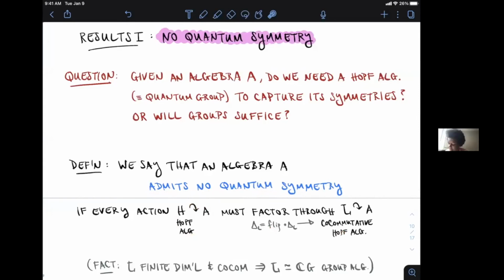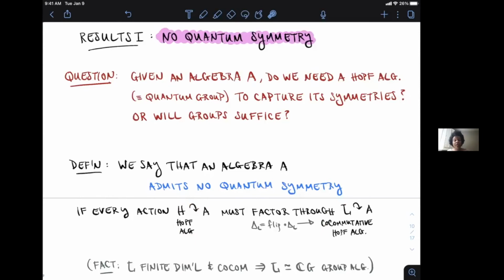So consider the following fact. If I have a finite dimensional Hopf algebra that's co-commutative, meaning that if I co-multiply and then flip across the tensor, I get the same thing as the original co-multiplication, then it's a very nice fact that I end up with a group algebra. So we say that an algebra admits no quantum symmetry if every action of a Hopf algebra must factor through something that's co-commutative. So you really don't need this fancy Hopf stuff to study symmetries of such algebras.